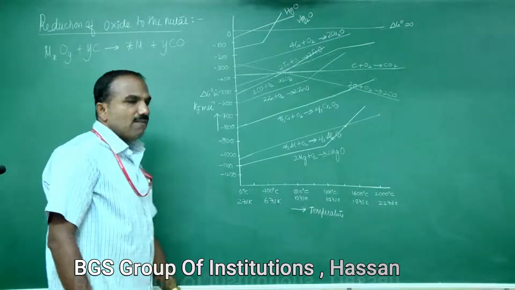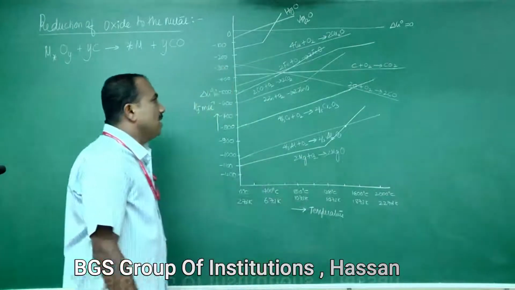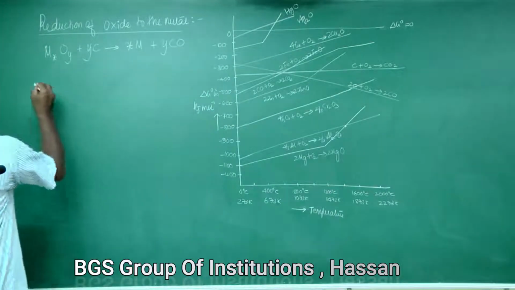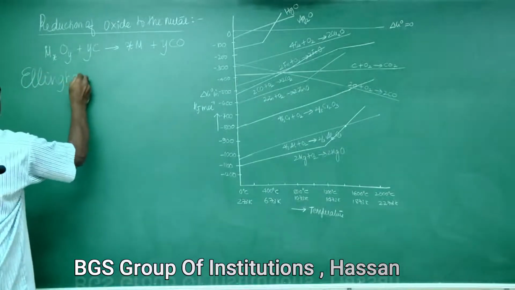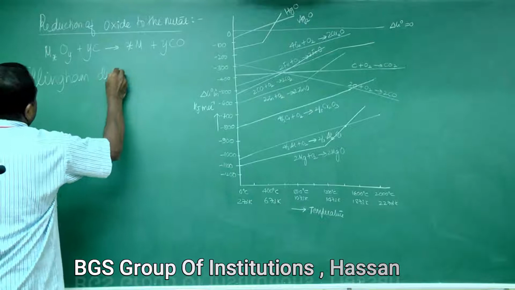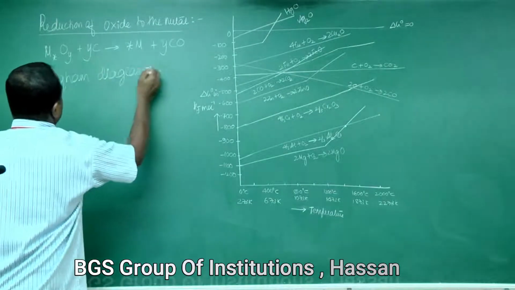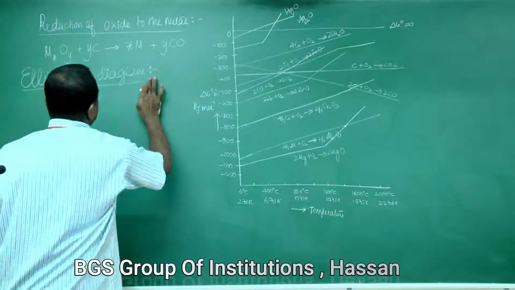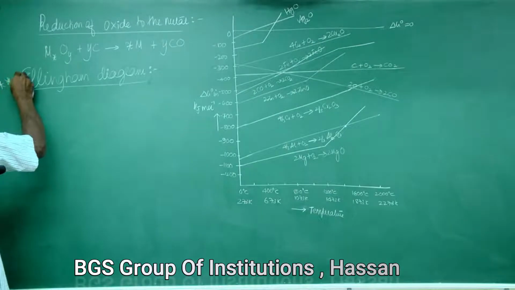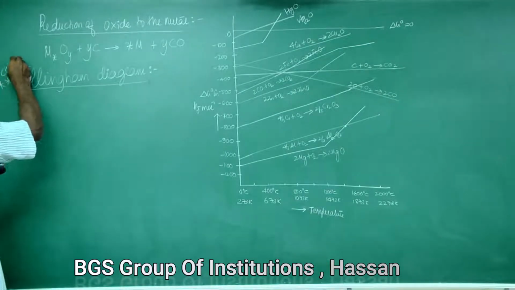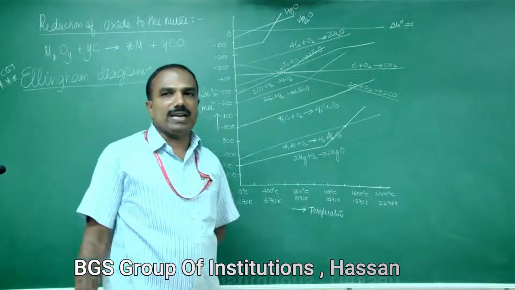Therefore, reduction of oxide to the metal can be explained on the basis of the Ellingham diagram. So, Ellingham diagram. This is important for CET classes and also for theory examinations.